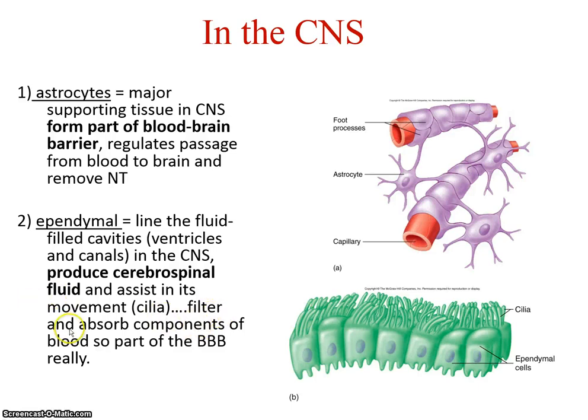And so they filter and absorb components of the blood, and they are really part, like the astrocytes, of the blood-brain barrier. But they basically line blood vessels found in capillary beds found in the ventricles and help to determine what cerebral spinal fluid composition will be.